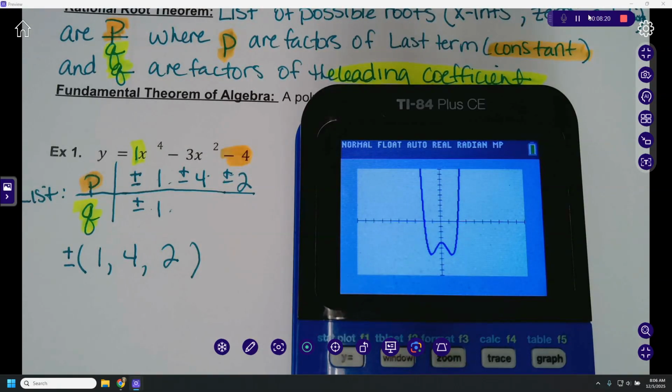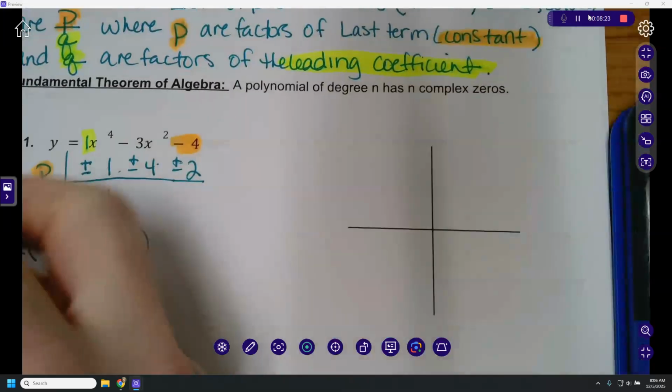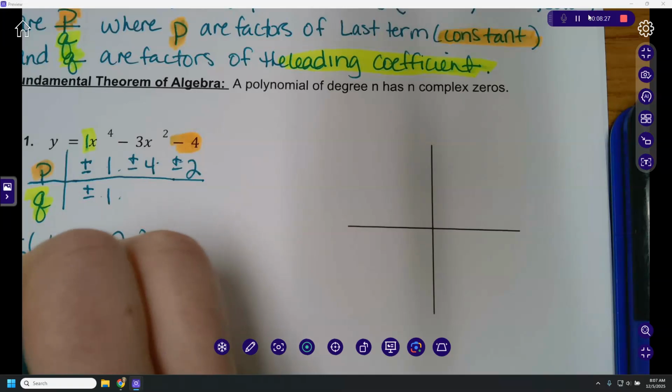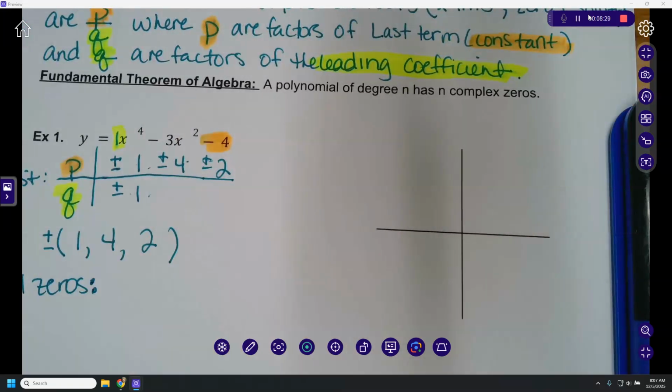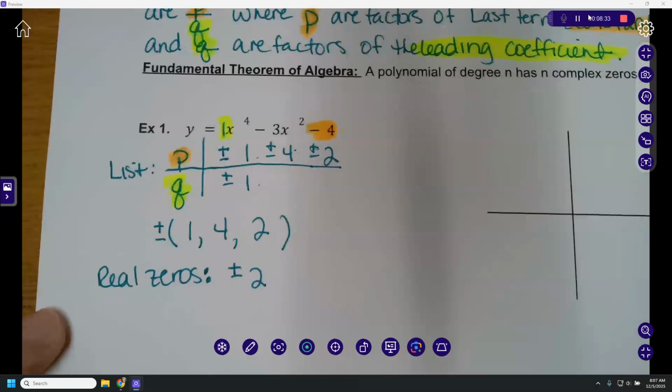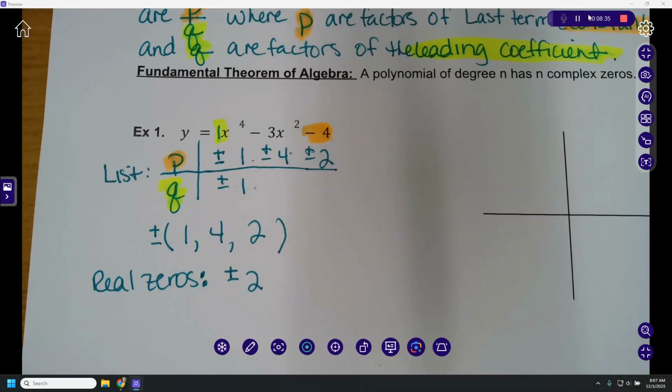If I was actually then saying, what are the real zeros? I'll tell you why I have to say real zeros in a second. The real zeros of this one are just plus or minus 2. And you can look at the graph to get those.